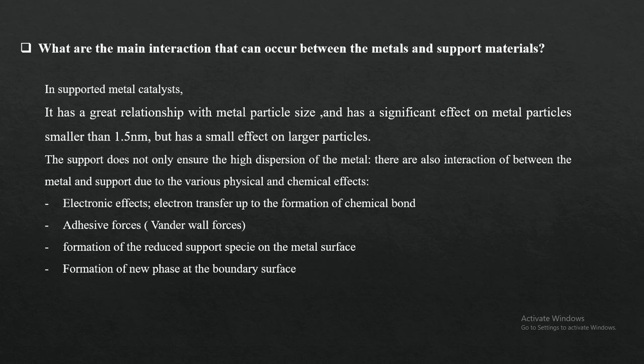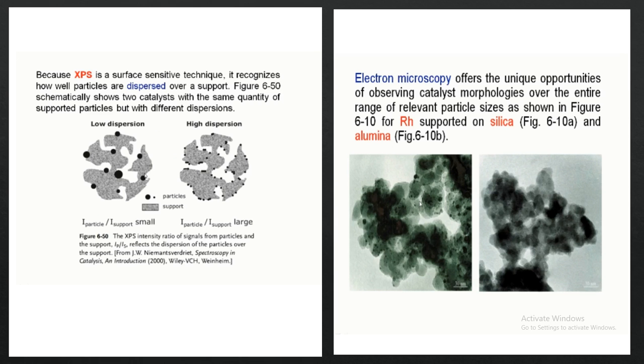Like metal and support, there is an electronic effect, electron transfer from one atom to another atom, and there is a formation of a new chemical bond. Adhesive forces are also produced, like formation of a reduced support surface on the metal, or a new phase at the bond surface.